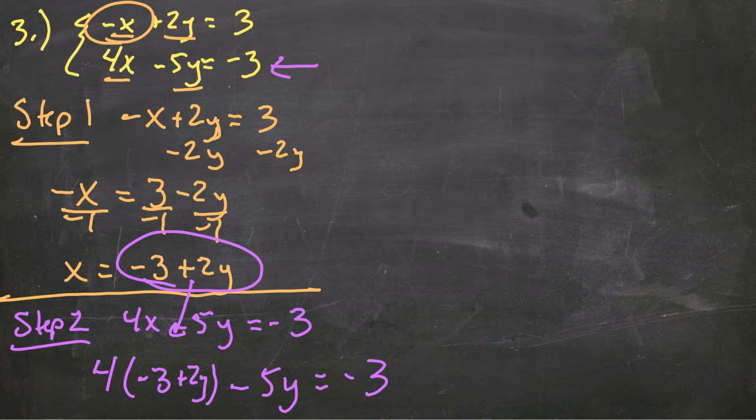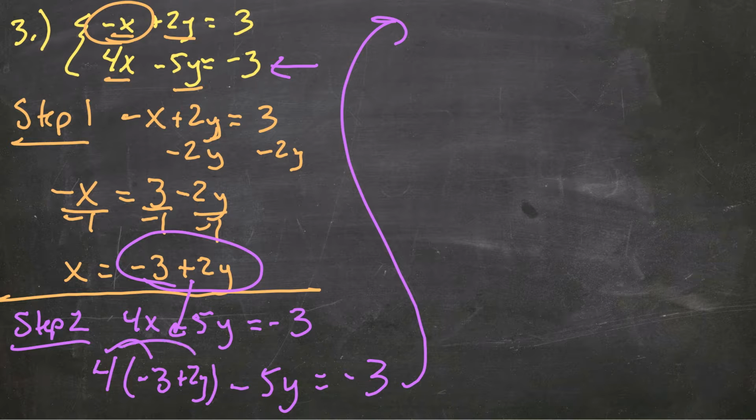A good self-check at this step, guys, is make sure you have only one variable showing up. I have all y's. If you have x's and y's after you substitute, you did something wrong. So, I'm going to distribute. 4 times negative 3 is minus 12. 4 times 2y is plus 8y. Then I have minus 5y equals negative 3. These are like terms, and that's going to take me into step 3.